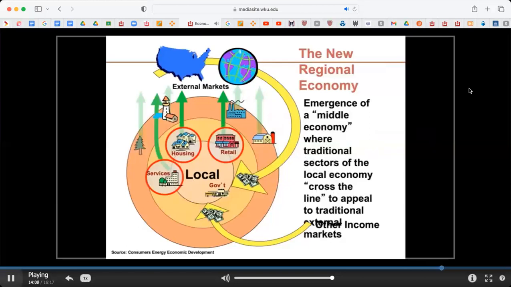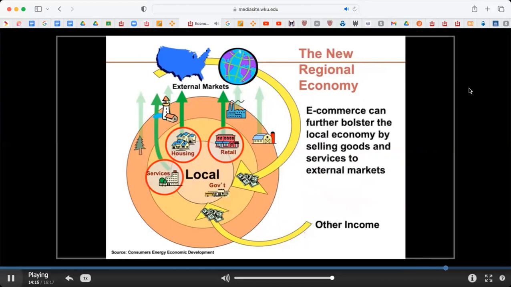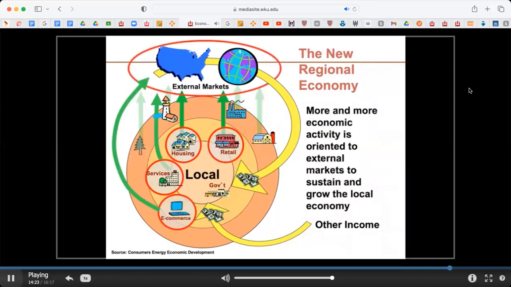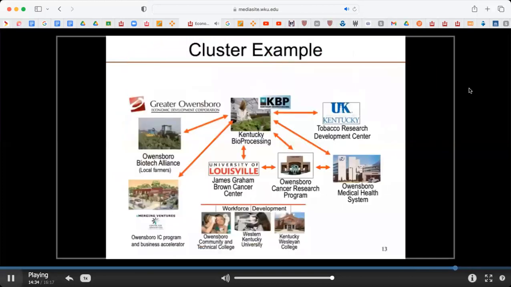A lot of local retailers are starting to sell their wares using e-commerce. The service economy has really grown because of technology. E-commerce does bolster the local economy, as we've mentioned. And so more and more economic activity is oriented to external markets to sustain and grow a local economy. And so this has become really the way that economic development is done, and that's to try to find ways to cluster around areas that are unique competitive advantages.